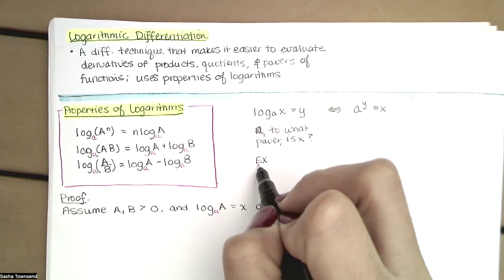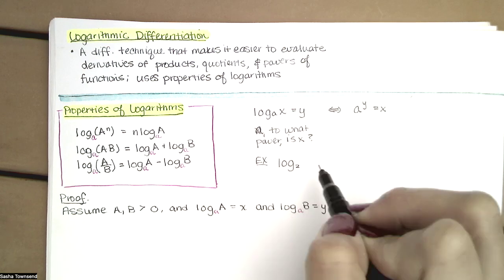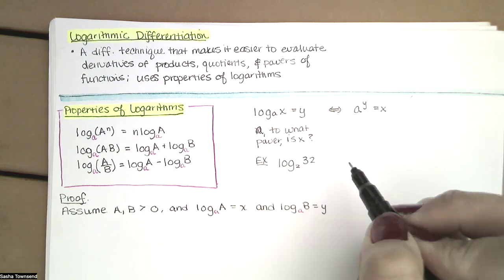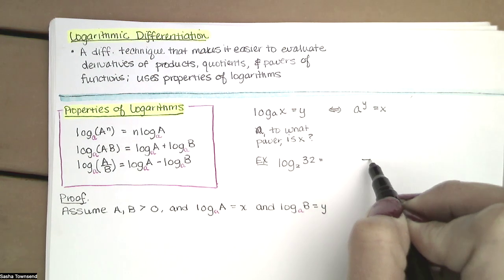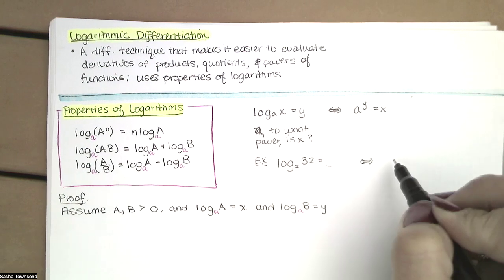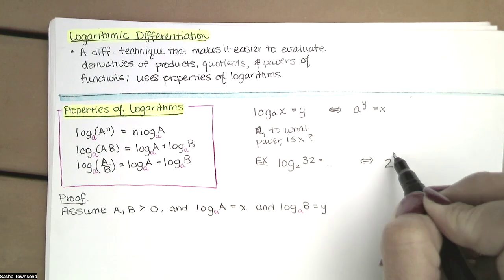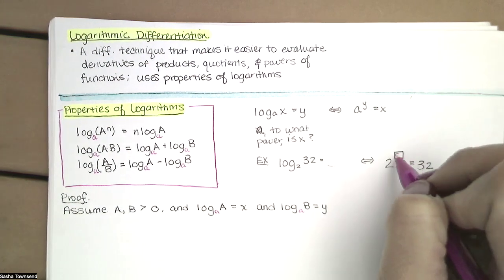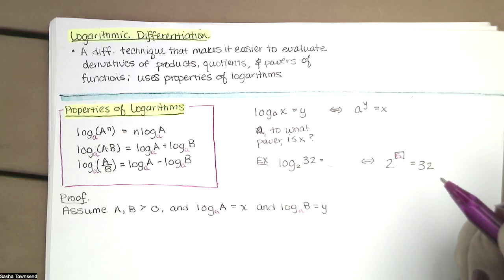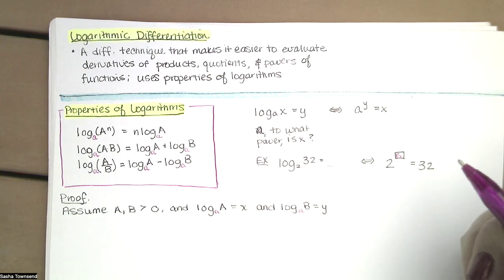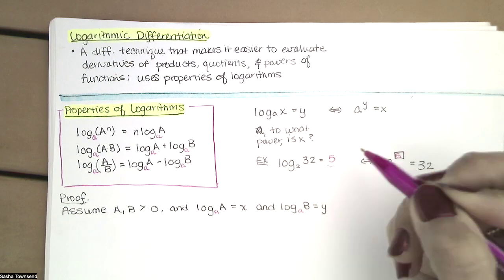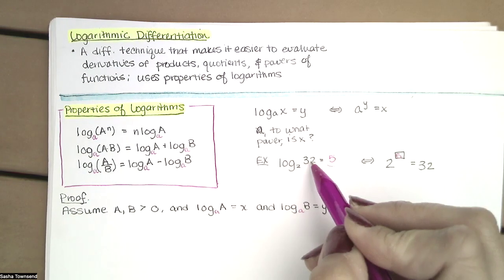So here's an example. If somebody gave you log base 2 of, let's say 32, and they asked you to evaluate that, well, the answer is going to be some number. It's the number that answers this question: 2 to what power is 32? And if you said the fifth power, you're right, because 2 times 2 is 4, times 2 is 8, times 2 is 16, and then if you multiply by 2 a fifth time, you get 32. So since 2 to the fifth is 32, log base 2 of 32 is 5.